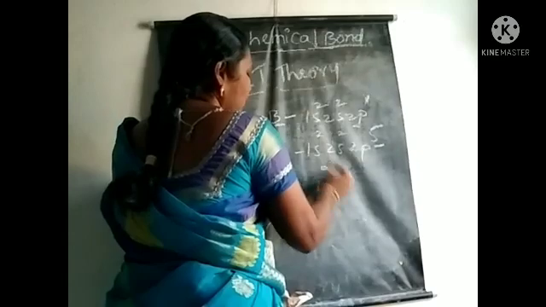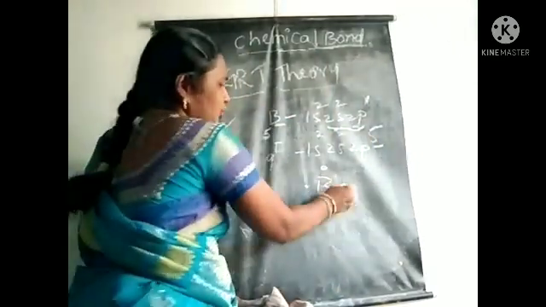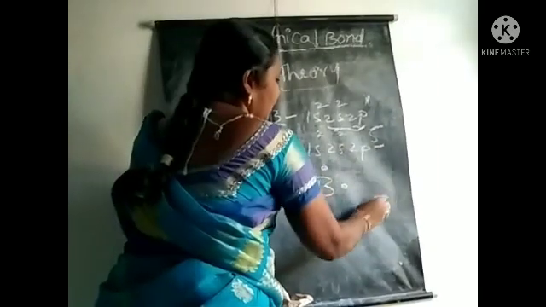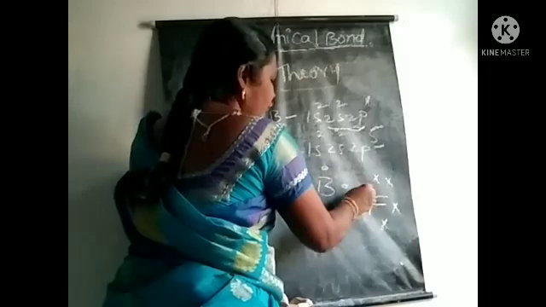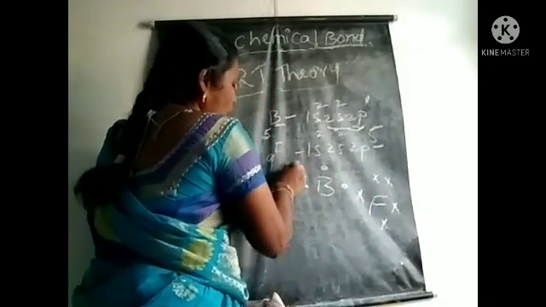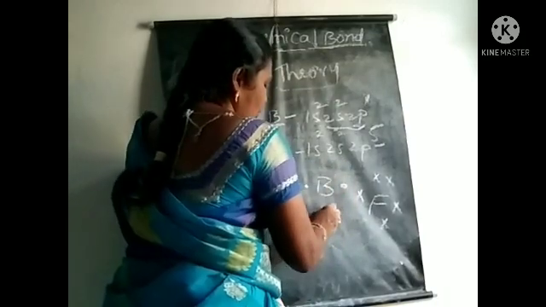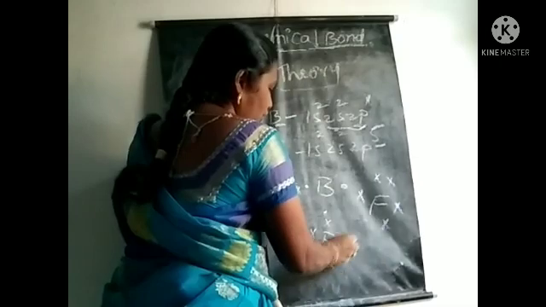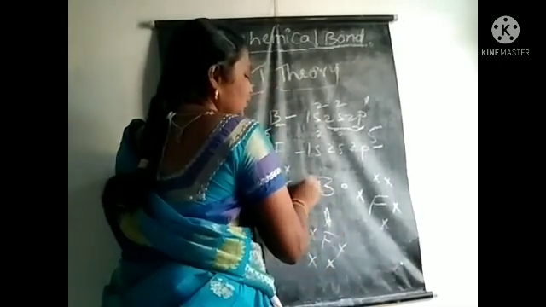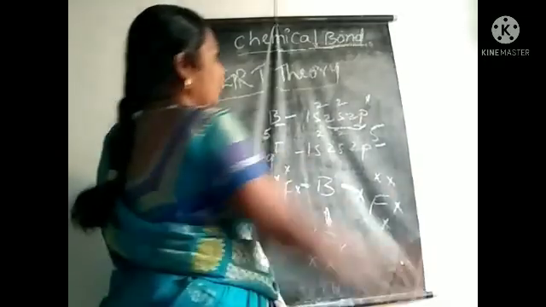Boron has 1, 2, 3, 3 electrons in the outermost shell. Here fluorine has 1, 2, 3, 4, 5. Each fluorine has 5. Here the bond is formed like this. Here BF3 is formed.